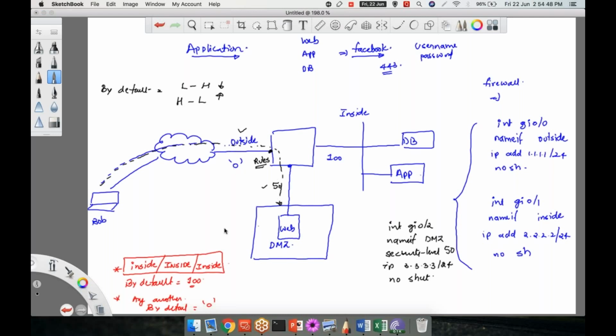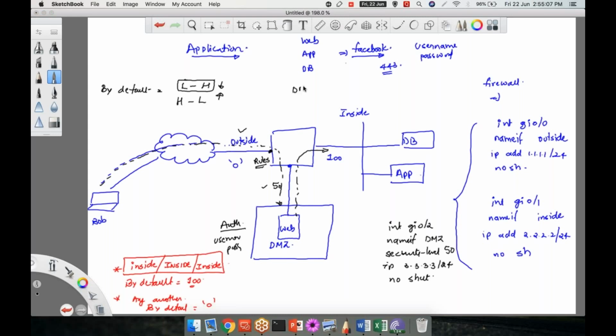The web server. If he gets authenticated over here with the help of his username and password, then he will be moving towards the next field. That means now he can access your application as well as data. But to again access your application and database, because you are again moving from low security to high, how?